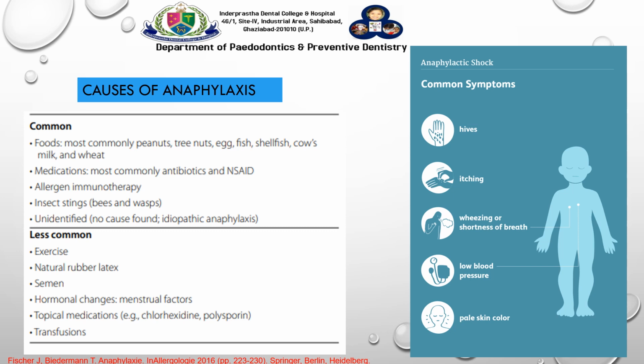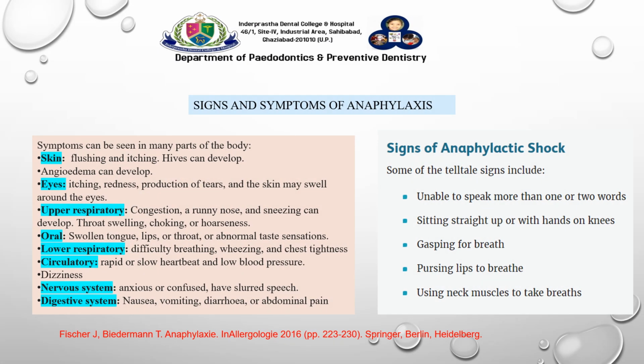Other common symptoms include upper respiratory congestion, runny nose. The tongue can be swollen, lips or throat become swollen. There will be difficulty in breathing, wheezing. A person can experience chest tightness because of these symptoms. Digestive system: nausea, vomiting, diarrhea. Nervous system includes anxiousness, confusion. The person may have slurred speech.